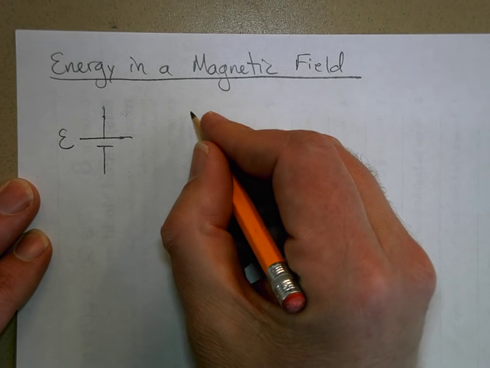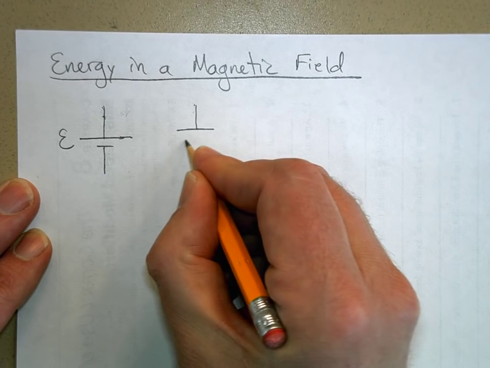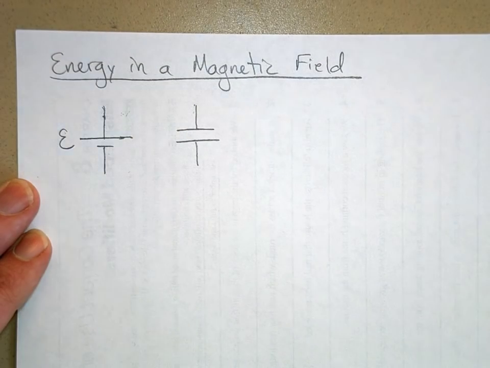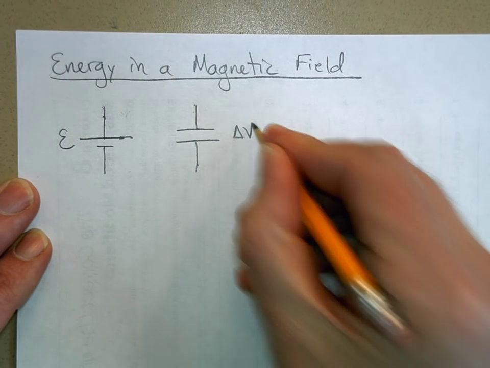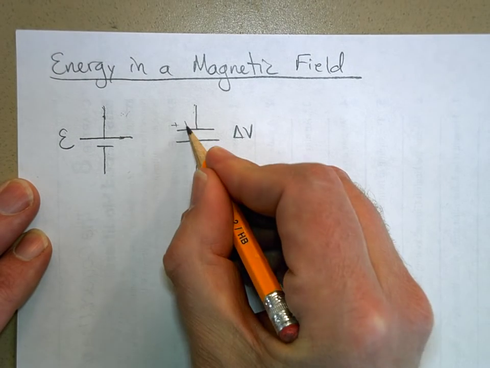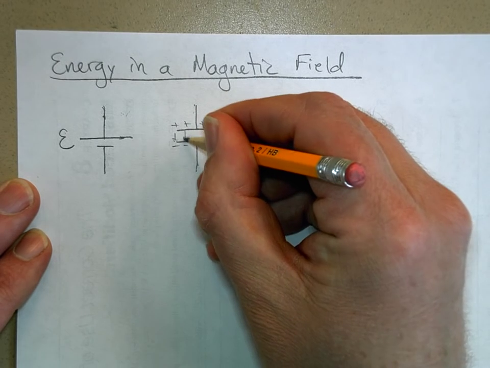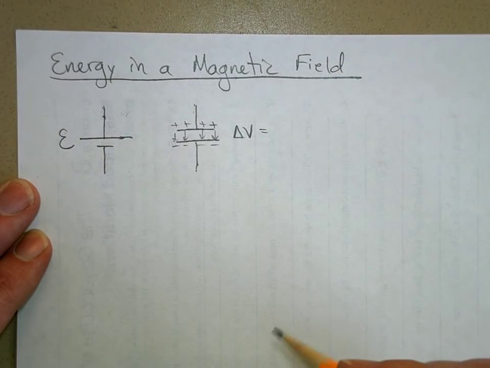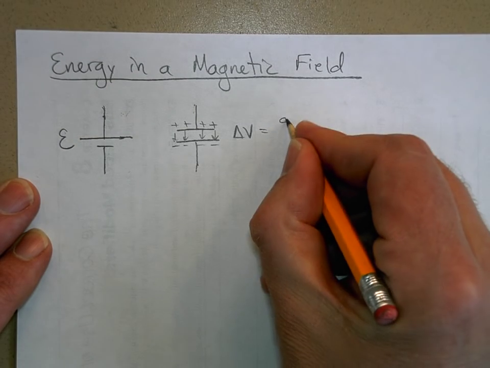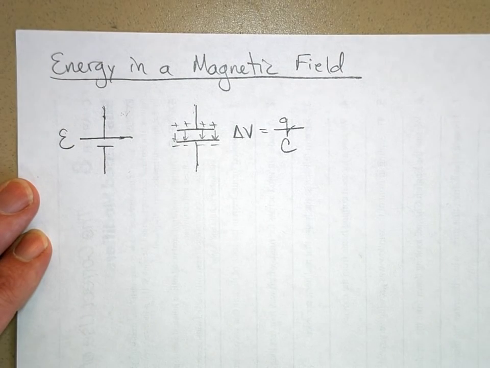Then we studied capacitors. And capacitors gave us a voltage drop. If you had positive charge here and negative charge here, that created an electric field inside there. And therefore we had a voltage drop, and that was equal to the charge on here divided by the capacitance.